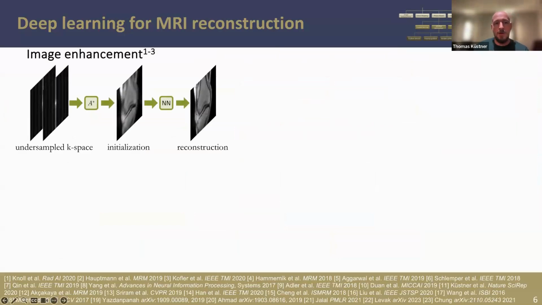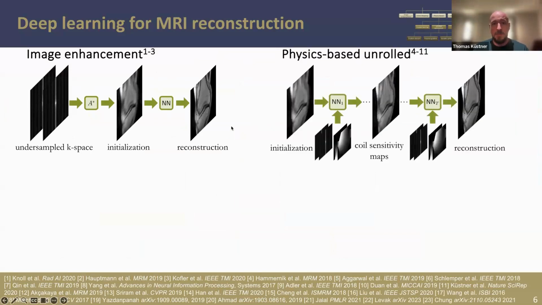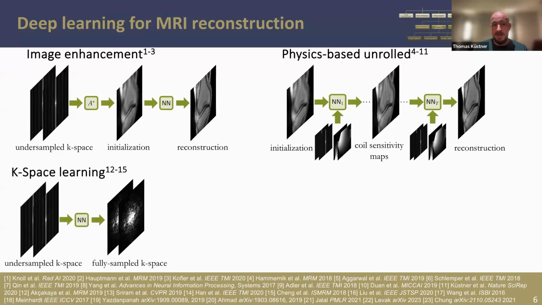To give you a little more in-depth view of what this means for image enhancement: as a first pass, you have your undersampled k-space. Your joint encoding operator gives you your initial image, and you learn a neural network that then reconstructs your image, or does an image denoising task. For the physics-based unrolling networks, we can have the initial image as an input, and then several unrolls of these neural networks with included data consistency steps that now use the undersampled k-space and coil sensitivity maps to ensure data fidelity. You could also work directly on the k-space data itself.